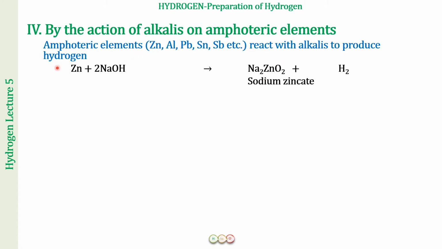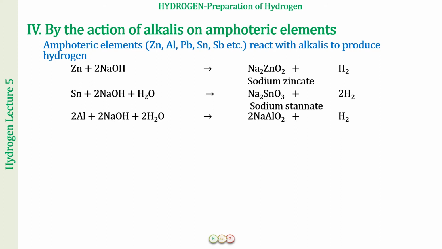And you've already studied the reaction of zinc with dilute H2SO4 forming zinc sulfate and hydrogen. So zinc reacts with both NaOH, that is a base, as well as H2SO4, which is an acid, to form the corresponding salt, with hydrogen being evolved. Right. Similarly, let us see the other amphoteric elements as well. So we have tin, which reacts with NaOH and water to form Na2SnO3 plus hydrogen, which is sodium stannate. Right. And if tin reacts, for example, with dilute HCl, it will form tin chloride and hydrogen will be evolved.